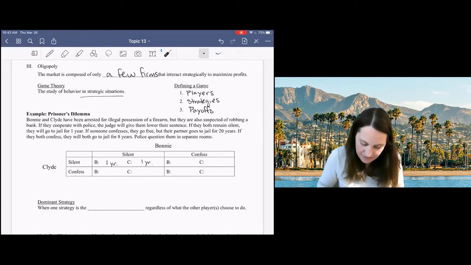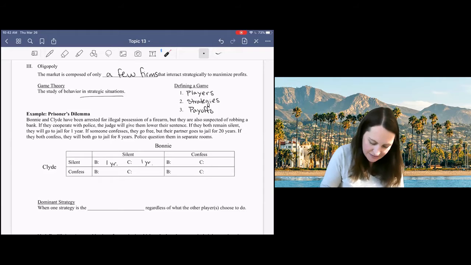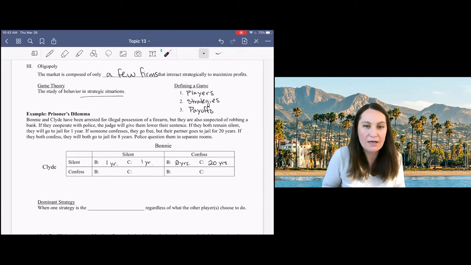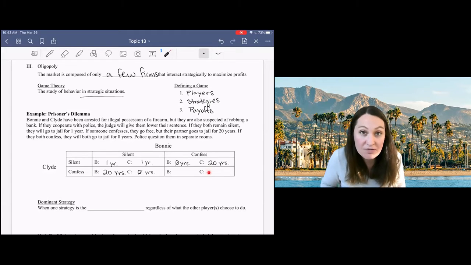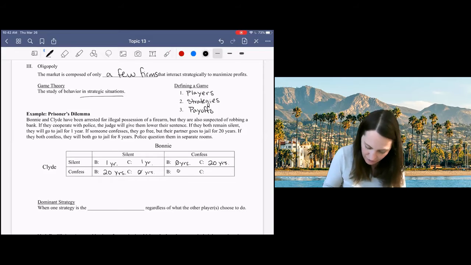All right, so what's happening in this cell? In this cell, Bonnie confesses and Clyde stays silent. So if Bonnie confesses and Clyde stays silent, Bonnie goes to prison for 0 years. Clyde goes to prison for 20 years. And likewise, this cell down here is where Bonnie stays silent and Clyde confesses, so we have the opposite outcome. Here, Clyde goes to prison for 0 years because he's ratted out his partner. Bonnie goes to prison for 20 years. And the final cell over here is where they both confess, so they'll both end up in prison for 8 years.